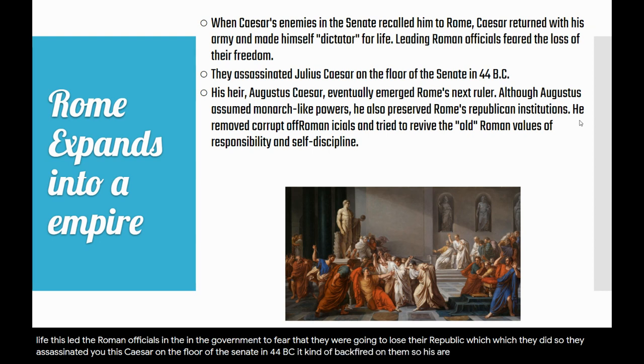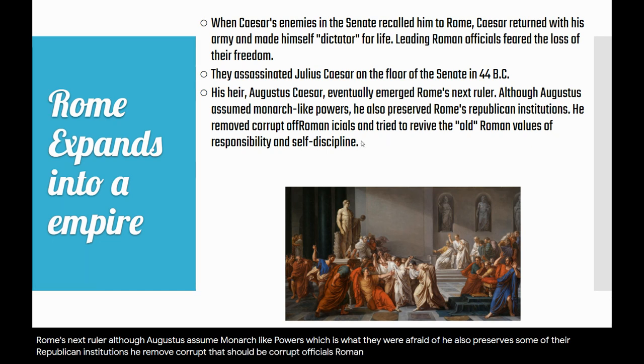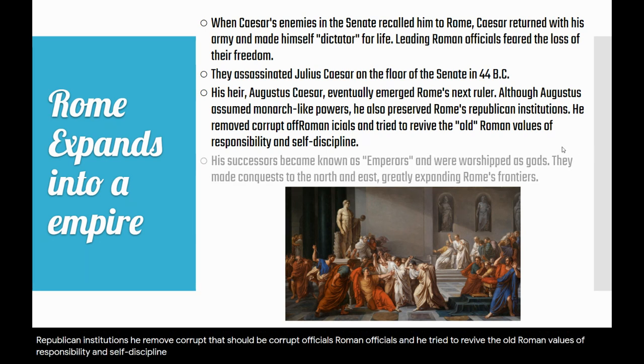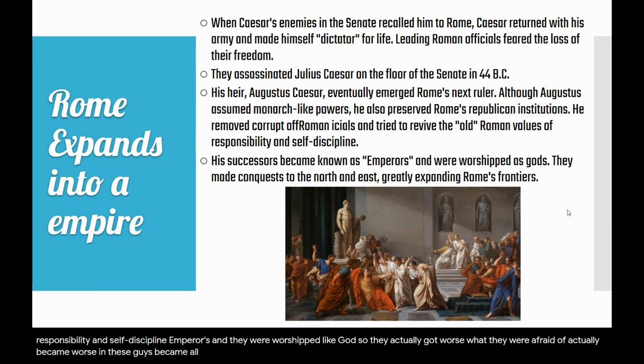So his heir, Augustus Caesar, eventually emerged as Rome's next ruler. Although Augustus assumed monarch-like powers, which is what they were afraid of, he also preserved some of their republican institutions. He removed corrupt Roman officials, and he tried to revive the old Roman values of responsibility and self-discipline. His successors became emperors, and they were worshipped like God. So it actually got worse. What they were afraid of actually became worse, and these guys became all-powerful emperors.